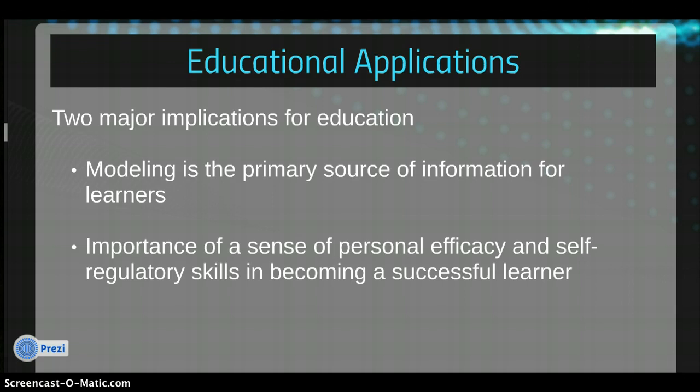There are 2 major implications of social cognitive theory in terms of educational applications. The first is that modeling is the primary source of information for learners. The second implication is the importance of a sense of personal efficacy and self-regulatory skills in becoming a successful learner.